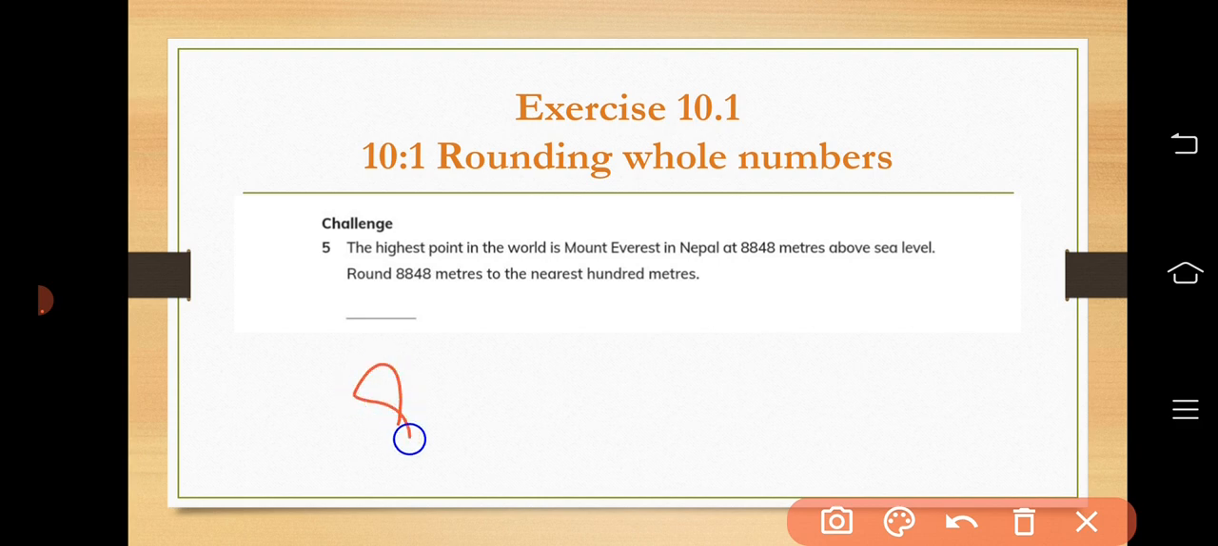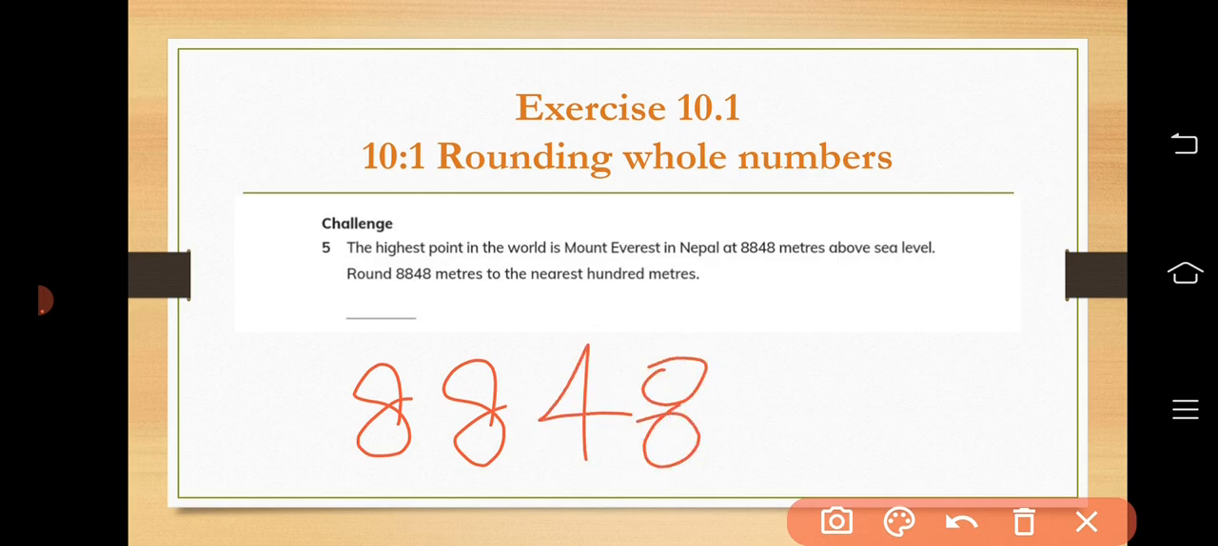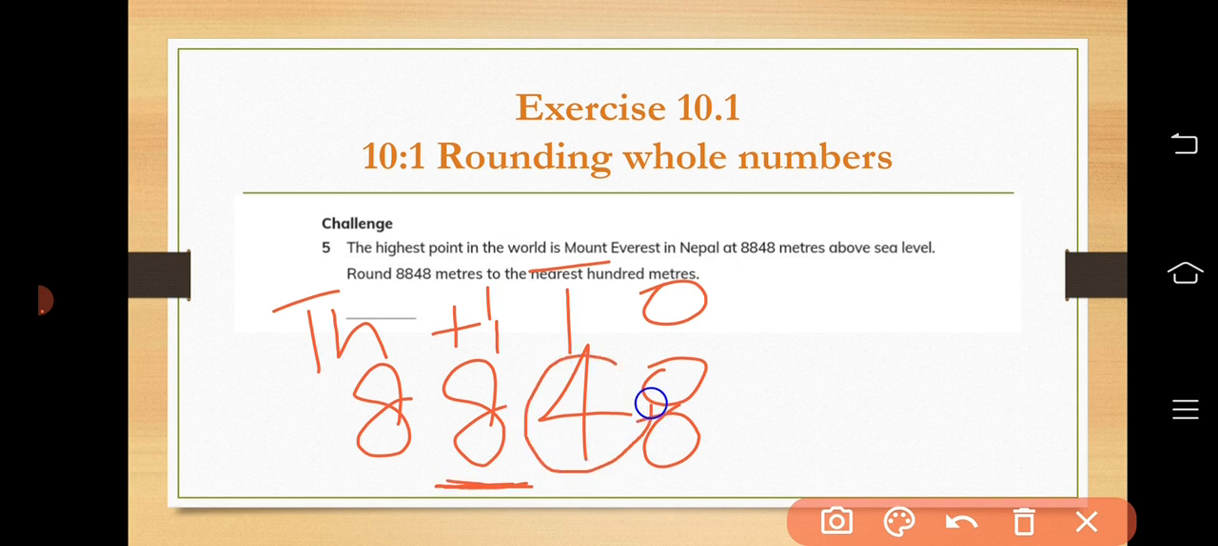So firstly you have to write down 8,848, then write down the place values: ones, tens, hundred, thousand, and now next it is saying nearest to the 100 meters. So it means that you have to underline this value and circle the right value of this number, that is 4. So here you see that the circled value is less than 5, so it means that you have to round down.